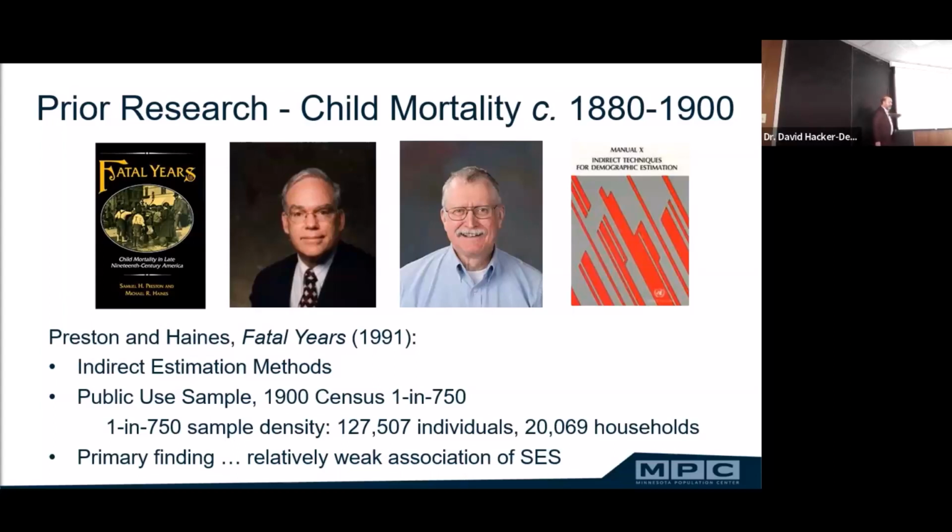It relies on indirect estimation methods. A little bit more about that in just a second here. The first kind of public use sample, the 1900 census, this is a 1 in 750 sample. That meant there was 127,000 individuals, 20,000 households. There's only going to be about 2,000 Black women of childbearing age in the sample. It's going to be really teeny when it comes to looking at race disparities and mortality, but the findings are robust.